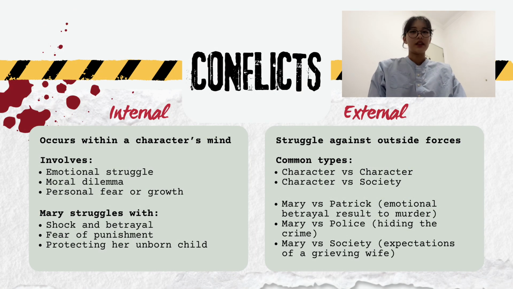Next is conflict. Conflict is a struggle between opposing forces in a story, and it drives the plot forward. In Lamb to the Slaughter, both internal and external conflict are present. Internally, Mary struggles with emotional shock after her husband's confession. She also fears the consequences of her action and becomes focused on protecting her unborn child.